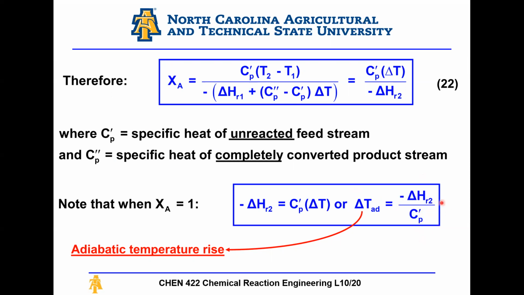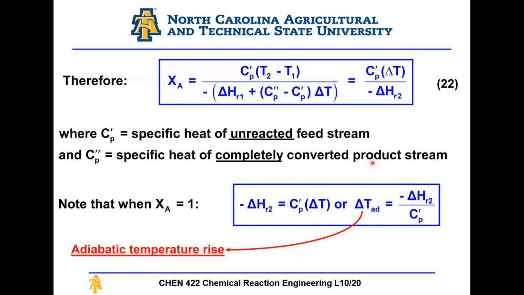Okay? So again, two equations. First one is conversion as a function of heat capacities, temperatures, and reaction enthalpies. Second equation here determines the maximum possible adiabatic temperature rise inside the reactor, and this is a function of the heat capacity of the feed divided by the heat of reaction. Good. So now let's move on.